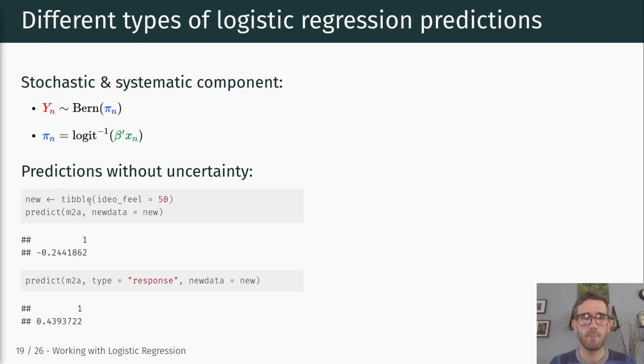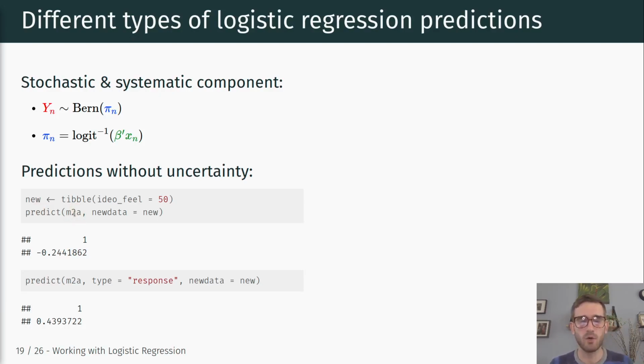If we want to make basic point predictions without uncertainty, we can use the simple predict function. First, we have to specify a new data set for the kind of scenario that we want to predict. This is just a 1-by-1 tibble where this feeling thermometer is equal to 50. Again, this is just the covariate scenario for which we want to create predictions. Then we use our predict function with our model output M2A.